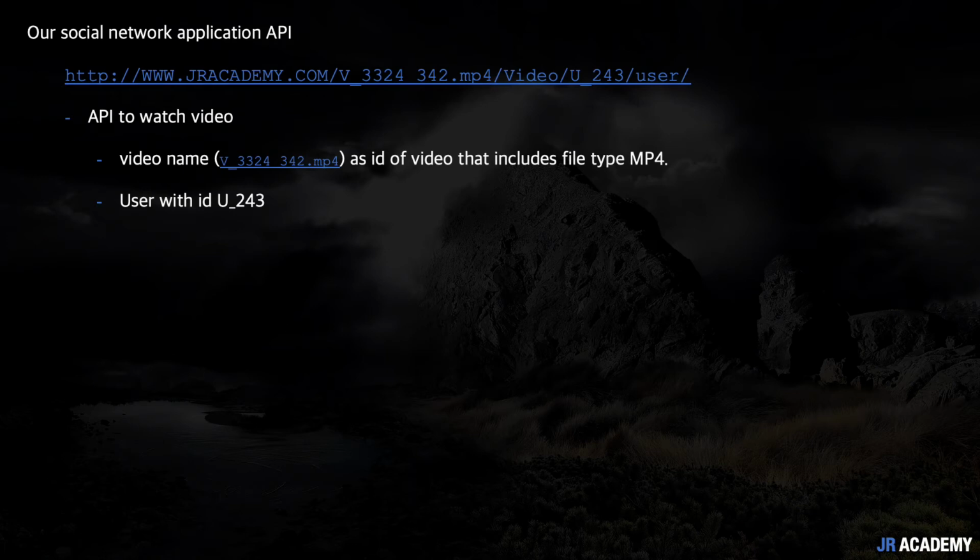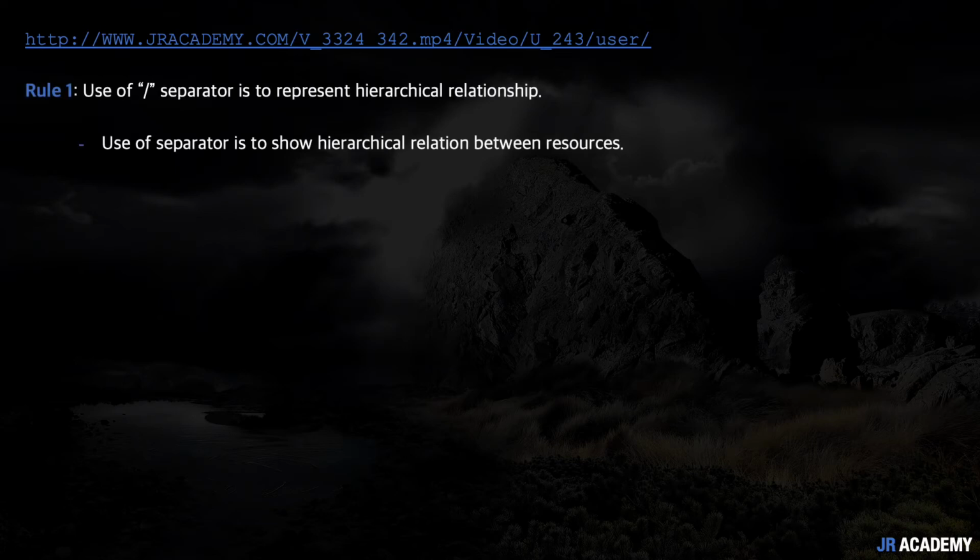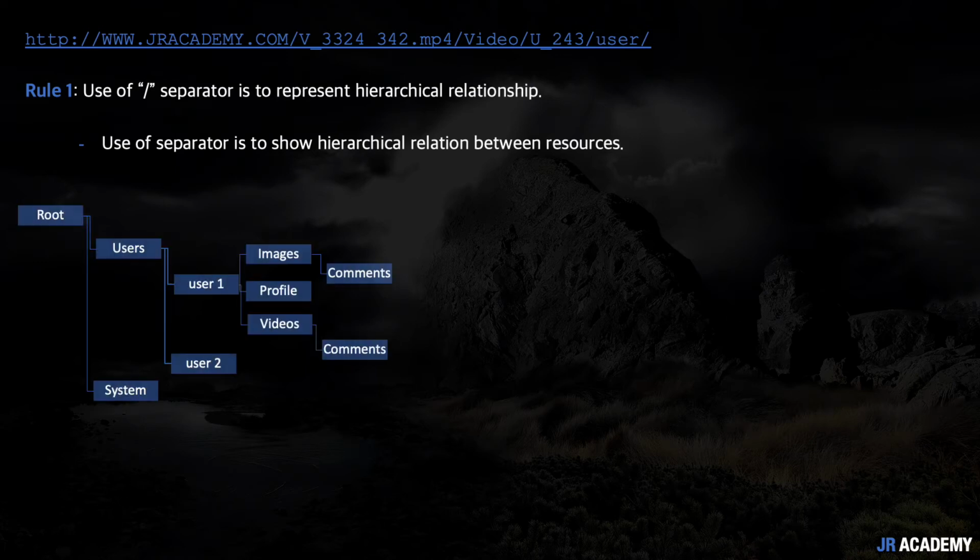So we will visit a few rules and we will apply those rules with this API. Our first rule is about the forward slash, and it says that the forward slash separator is used to represent the hierarchical relationship of resources. So if we compare our URI and our file system, which looks something like this, we have users and system inside root, and inside users we have user, then we have images, profile, and videos.